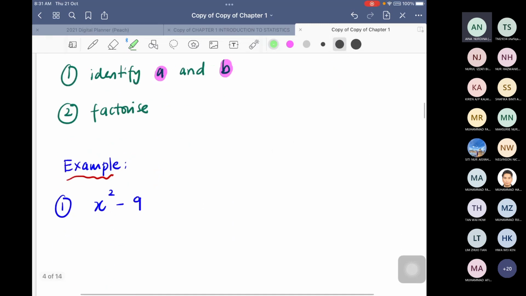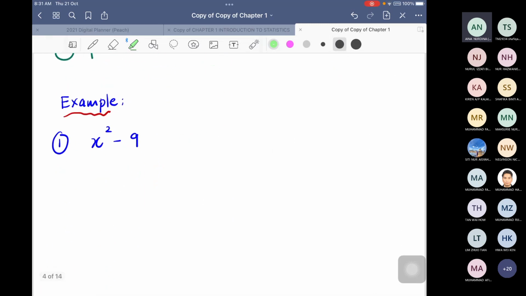So I'm going to start with a very simple example. So kat sini I ada x square tolak 9. Okay, sekarang tak ada masalah. So term yang pertama yang kat depan ni, dia dah dalam bentuk square. Tapi yang belakang dia belum dalam bentuk square. So ni adalah 9, dia bukan dalam bentuk square.